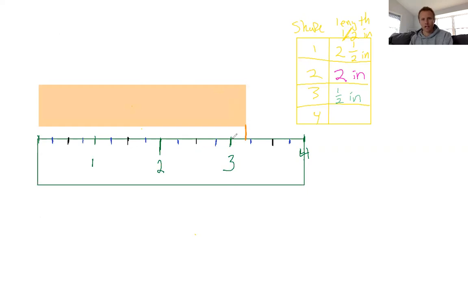And remember, if we're deciding between the 3 here and the 3.5 here, we see, has the length of the shape gone beyond the halfway point, which is right there. It has not. It's less than 1/2, which means we round back down to 3 inches.